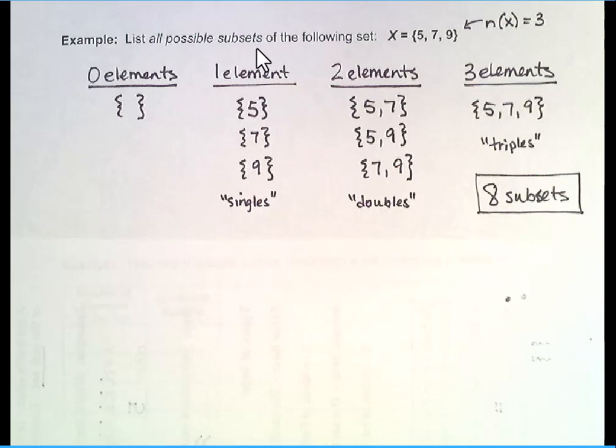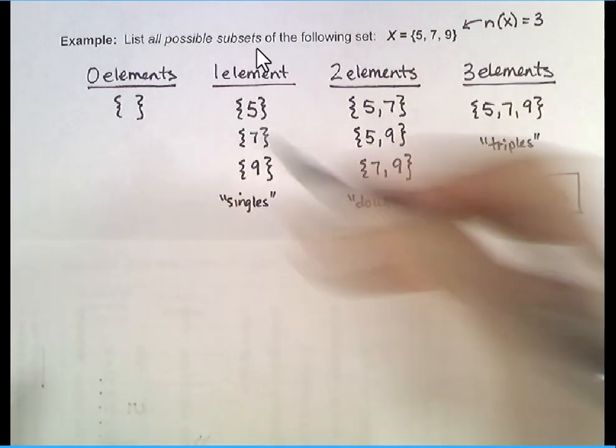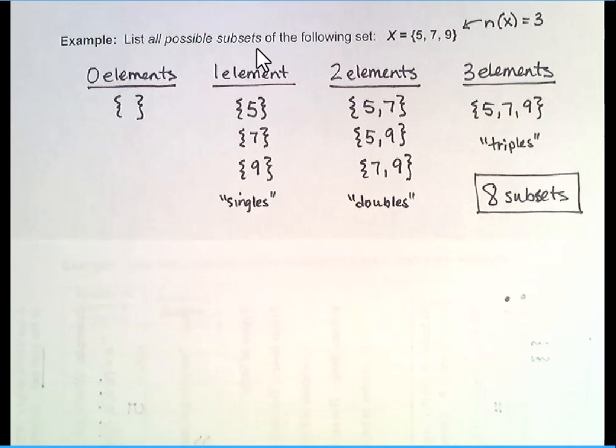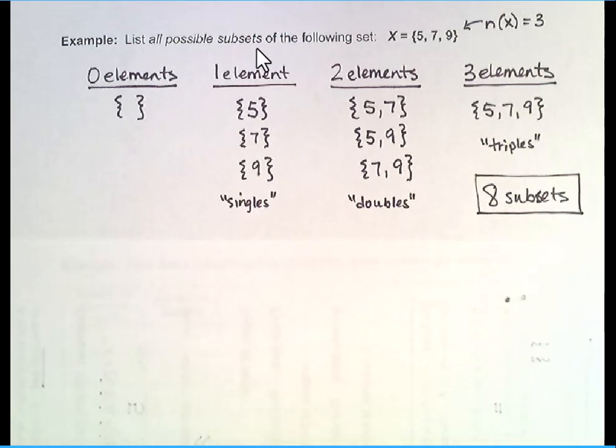Well, wouldn't it be nice to know how many subsets you were going to come up with? Maybe you have 4 elements and you're like, man, how long am I going to have to go? How many subsets are there going to be until I'm done? There is a quick way, and I knew before we started this problem there was going to be 8 subsets. So how did I know that? Well, we're going to develop a little formula here that's going to tell you how many subsets there are for a set with a certain number of elements.